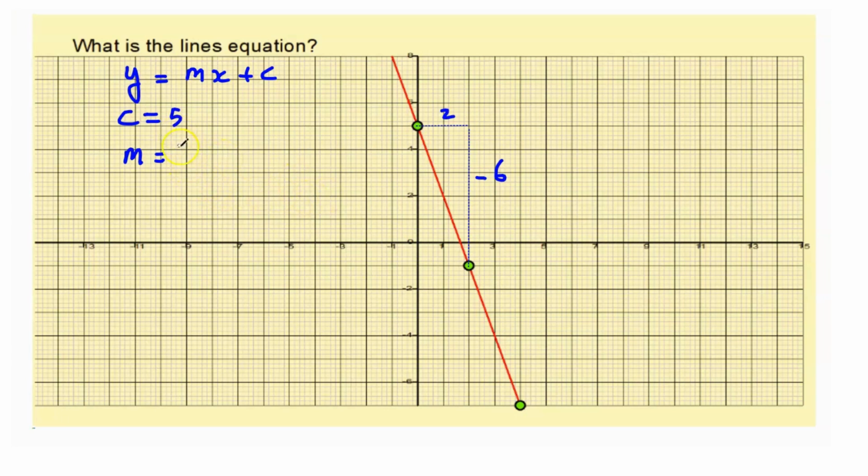So m here would be the change in y over the change in x. The change in y here is minus 6, and the change in x is 2. So the gradient would be minus 3. So we can write our equation then as y equals m, which is minus 3, and then we have x, and c is 5. So what we have then, y is equal to minus 3x plus 5. Let's examine another question.